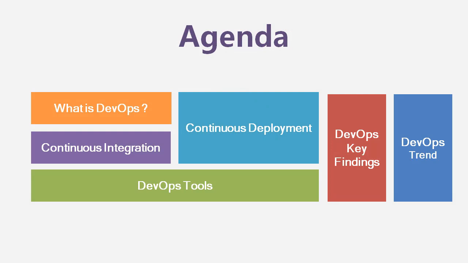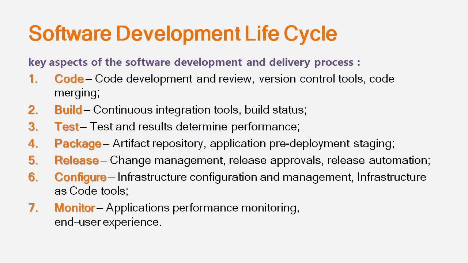Our agenda will cover what DevOps is, continuous development and continuous integration as DevOps practices, DevOps key finding trends, and DevOps tools. These are key aspects of the development life cycle in every project, from coding, build, test, to deliver. The main question here: am I doing this aspect correctly and in an efficient way or not? Am I using the right concepts, tools, and frameworks or not?